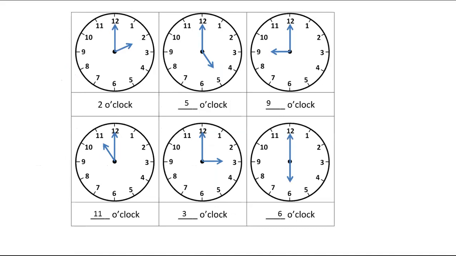Because the hours hand is on 5. And the third one, yes, the hours hand is on 9. So it is 9 o'clock. Now the fourth one, the hours hand is on 11. It is 11 o'clock. Now the hours hand is on 3. So that is the reason it is 3 o'clock.